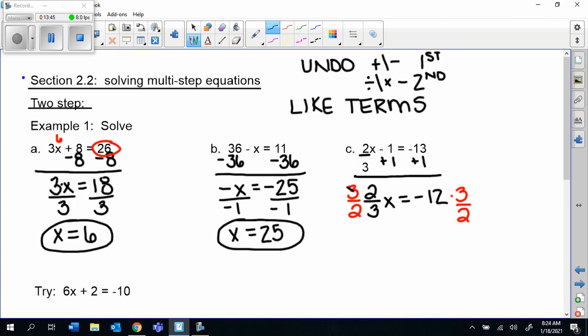This will all cancel into just a 1, so I have x over here. If you want to put that negative 12 over 1, that's great. And then cancel any like terms. So for instance, 2 goes into negative 12, negative 6 times. 3 and 6 have a common factor, but they're both in the numerator, so we can't cancel them out. We need to multiply them. So our final answer here is negative 18.